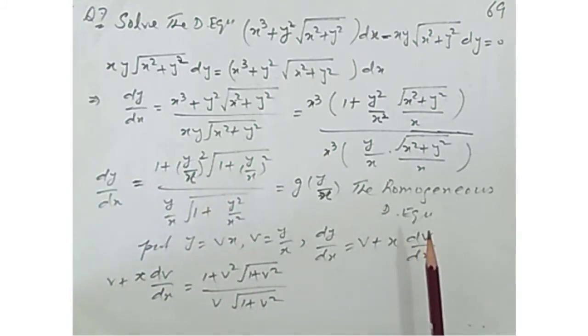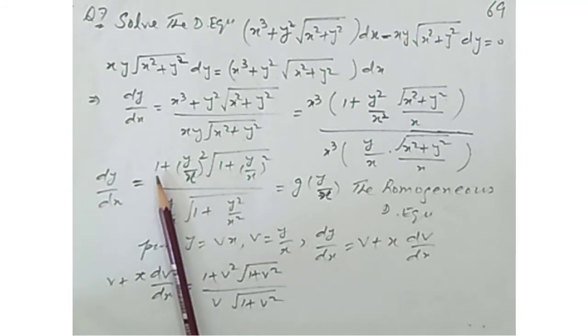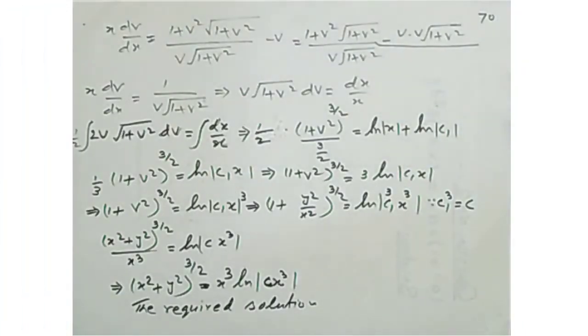So again we put v equal to y by x, so y equals vx, and dy by dx equals v plus x into dv by dx. In place of dy by dx, we put v plus x dv by dx. In place of y by x, we put v. 1 plus v square under root divided by v into 1 plus v square. So we have x dv by dx equal to 1 plus v square under root divided by v into under root 1 plus v square.